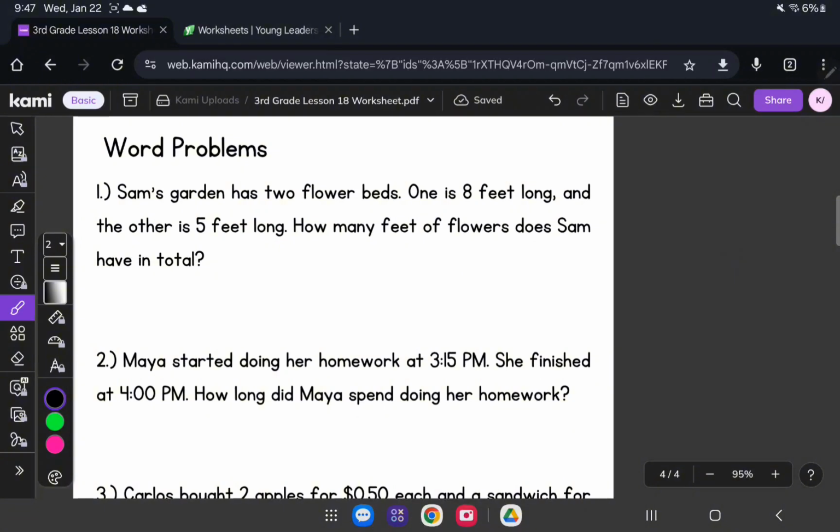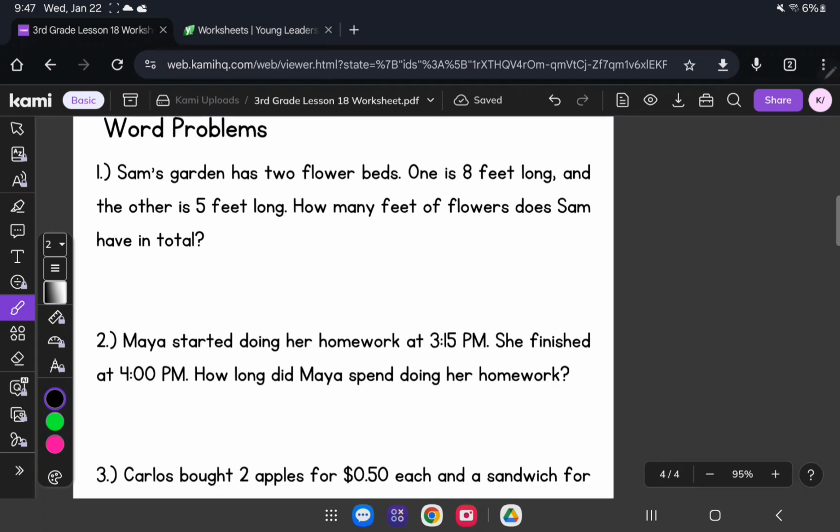Now we're moving on to word problems. Number 1 says, Sam's garden has 2 flower beds. One is 8 feet long and the other is 5 feet long. How many feet of flowers does Sam have in total? So we have 2 numbers and we want the total. So we would just add 8 plus 5 equals 13 feet in total.